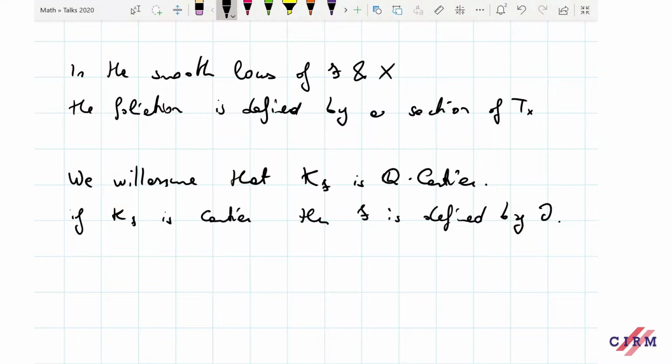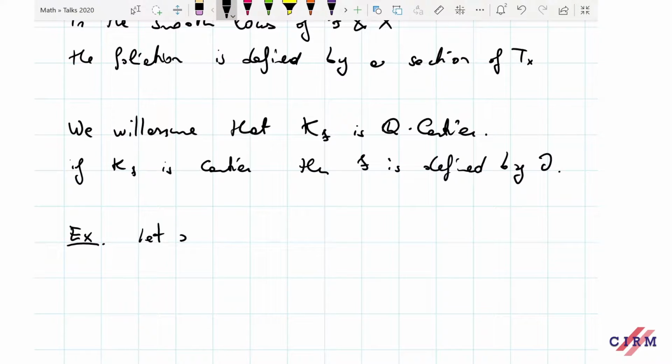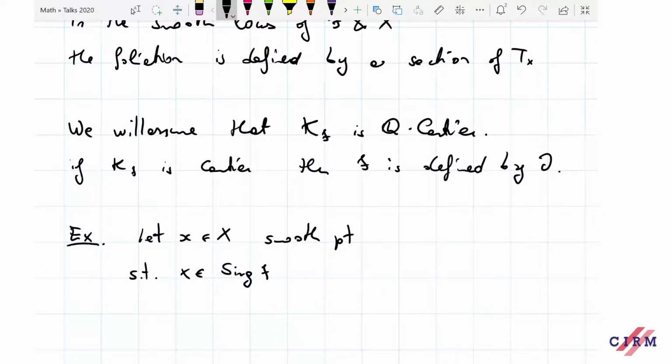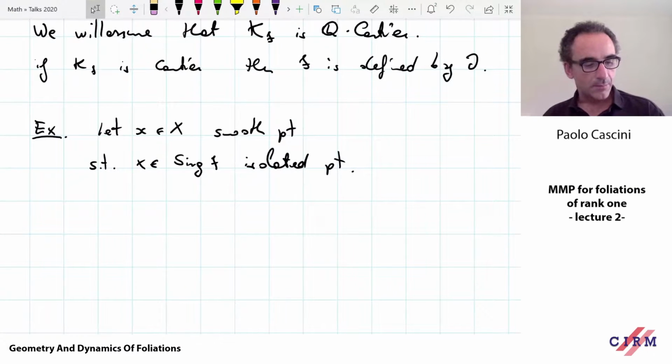One of the advantages is to study the singular locus of the foliation. So for instance, just as an example, but this will be crucial for what we're going to talk about, let's suppose that x is a smooth point of the variety, but such that x is an isolated point of the singularity of F. So in other words, the underlying variety is smooth, it's a manifold, but we have a foliation where x is a singularity. It's just a point with a singularity.